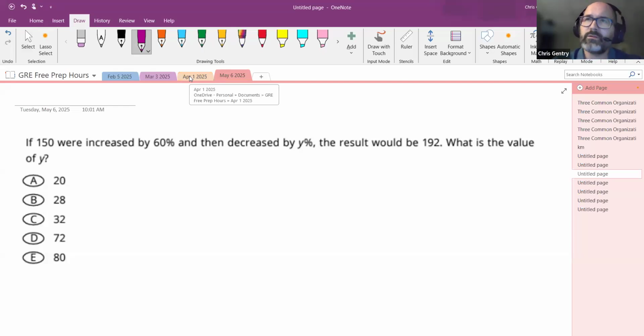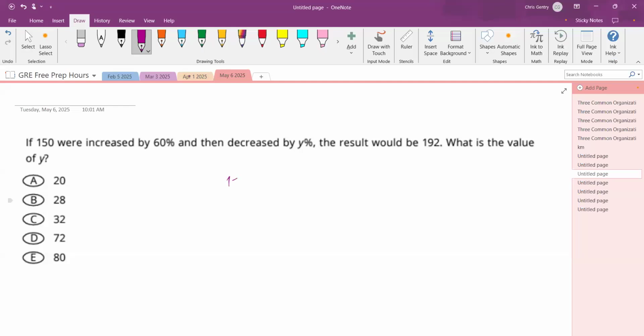Cristal, I think that you are correct. Would you be willing to get on the microphone and tell us how you got there? So for me, I set it up as an equation. Initially it said 150, so I did 150 times 60%, so 0.60. Then I set up minus y% equals 192. So then when I got the answer as 240, I subtracted the 192 from both sides. That would mean it'd have to be 48, and 20% of 240 is 48.